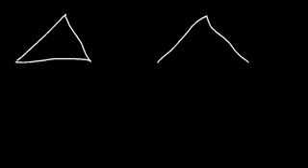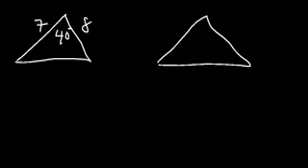So now let's go over the law of cosines. You want to use the law of cosines if you have any one of these three situations. If you have, let's say, an angle and two adjacent sides, and you want to find the opposite side, use the law of cosines. Or if you have three sides and you want to find an angle, use the law of cosines.